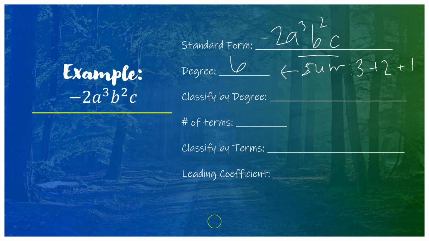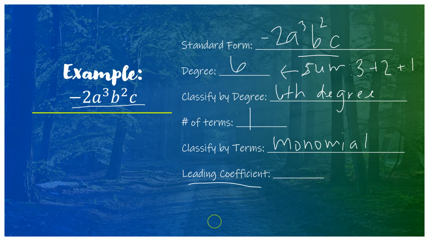And for classification now, this is beyond our vocabulary words. We had quintic and quartic. So this is just going to be the 6th degree. So number of terms we already talked about. This is all just one term, which makes this a monomial. And then there is only one coefficient, so the leading coefficient is -2.